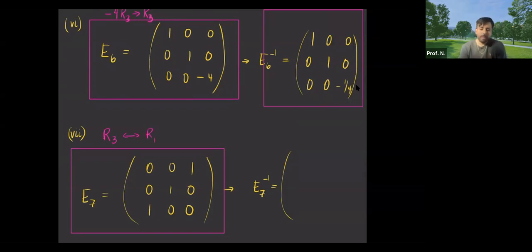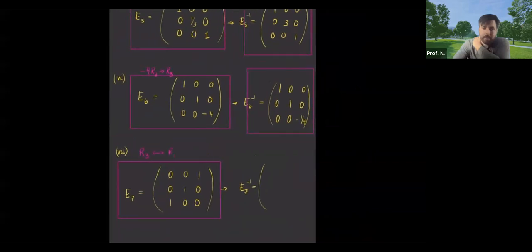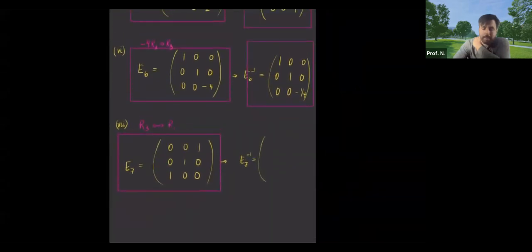Great. So then what would be the inverse of an elementary matrix that swaps rows 1 and 3 together? We're almost done with the question. We just need to do these last two.